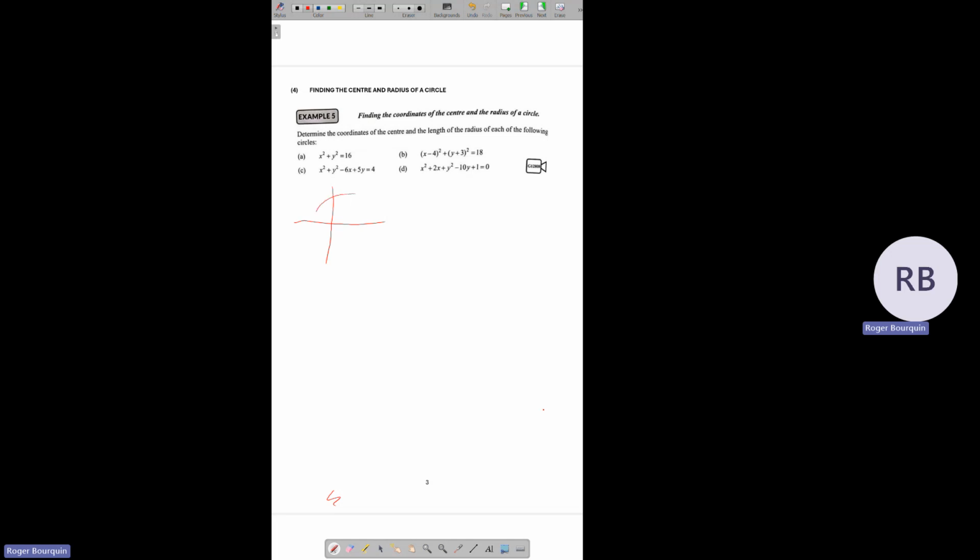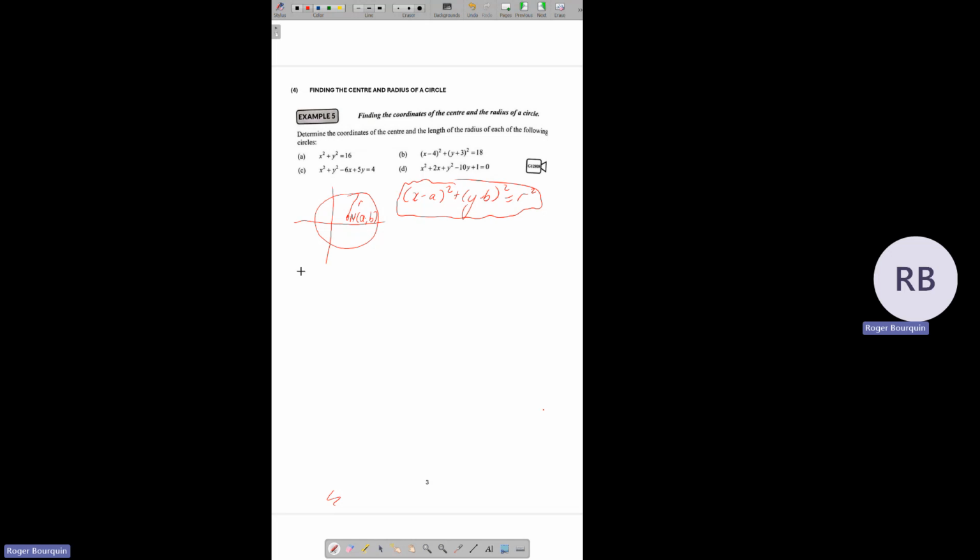Remember, the center of the circle has coordinates, x coordinate of a and a y coordinate of b. If we have a radius of r, then the general formula for the circle is (x minus a) squared plus (y minus b) squared is equal to r squared. So in this particular case, in order to find the coordinates of the center and the radius, you need to rewrite the equation so that it's in that form.